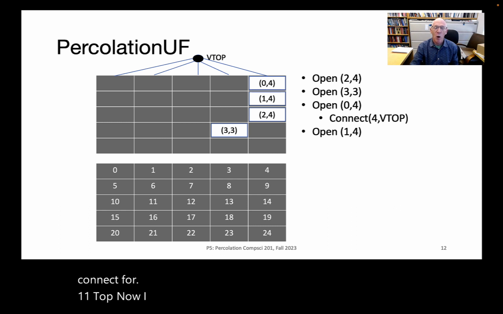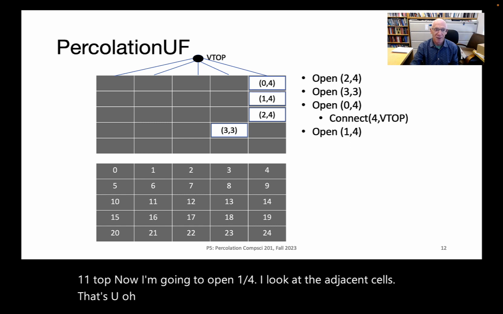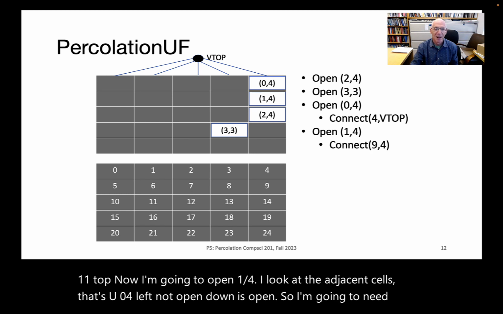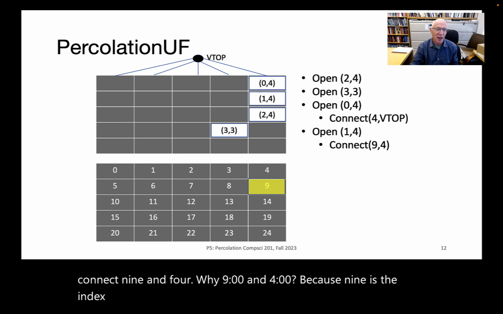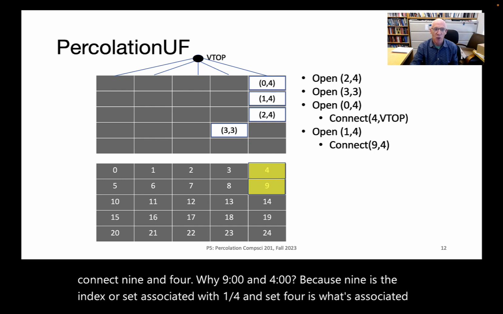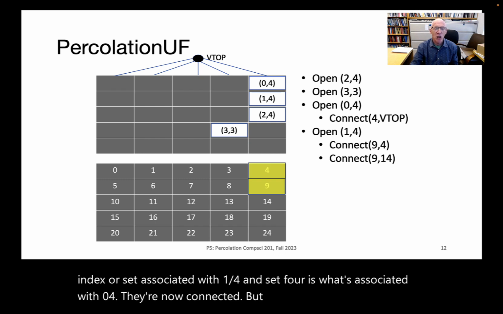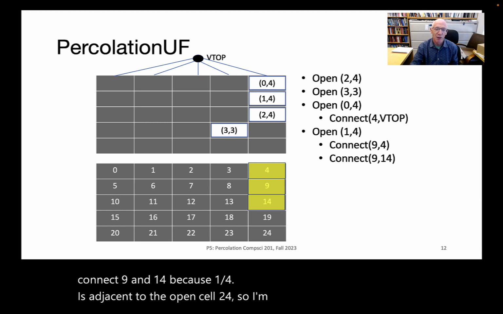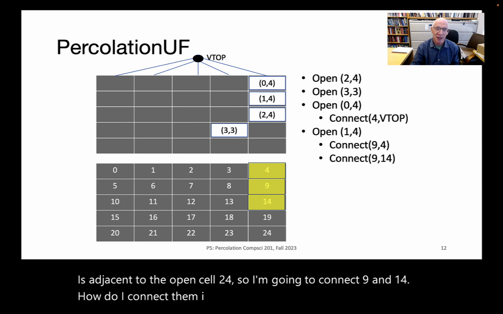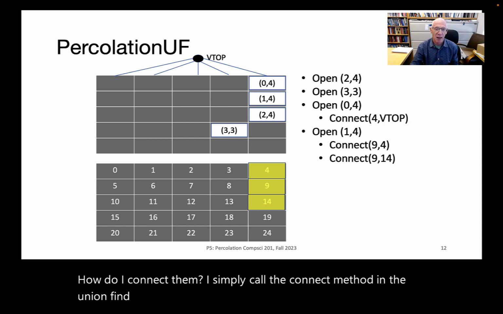Now I'm going to open 1,4. I look at the adjacent cells. That's up, 0,4. Left, not open. Down is open. So I'm going to need to connect 9 and 4. Why 9 and 4? Because 9 is the index or set associated with 1,4, and set 4 is what's associated with 0,4. They're now connected. But I'm also going to need to connect 9 and 14 because 1,4 is adjacent to the open cell 2,4. So I'm going to connect 9 and 14. How do I connect them? I simply call the connect method in the UnionFind class that I have.